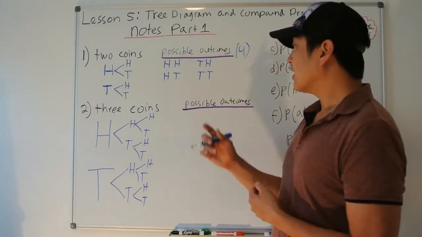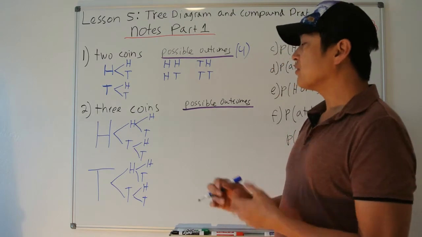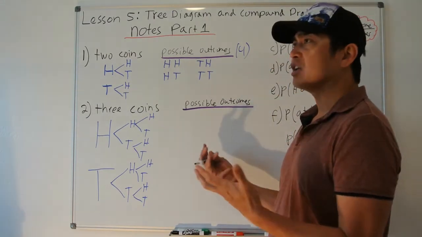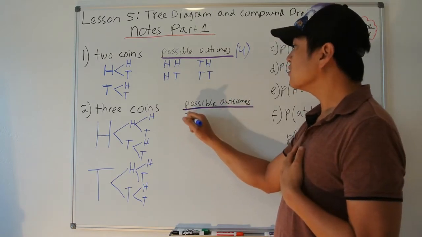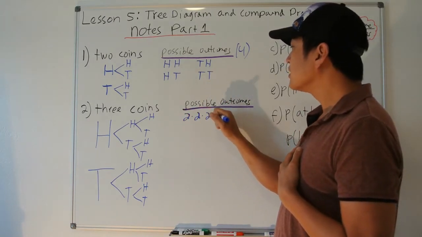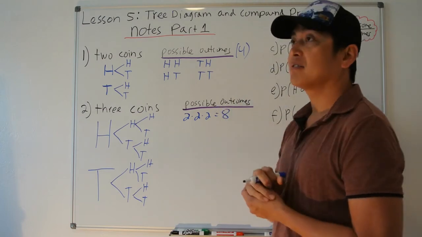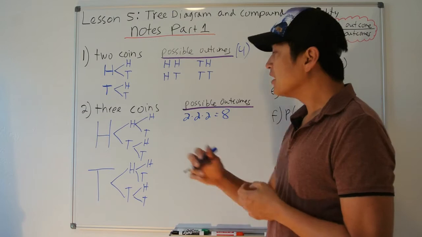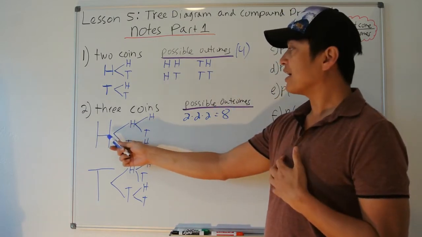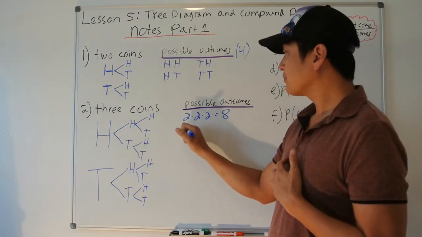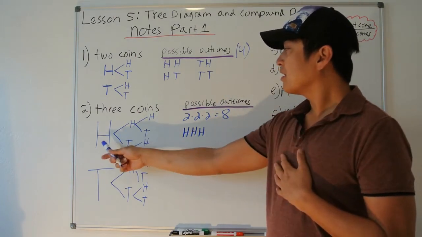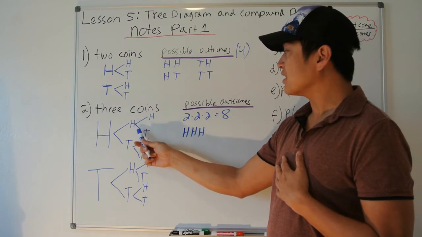Okay? Now the possible outcomes. I know there's 3 coins, and each coin has 2 options, so just 2 times 2 times 2. So I know there's a total of 8 possible outcomes, and let's go ahead and list those possible outcomes. You can just follow the branches. We have heads, heads, heads. Heads, heads, and then the other branch is tails.